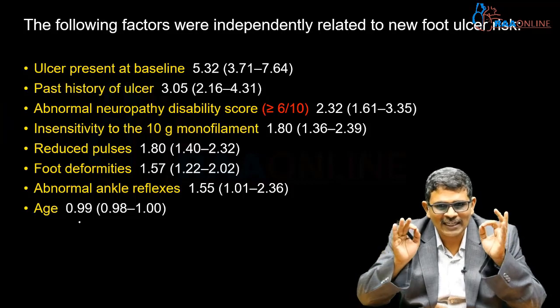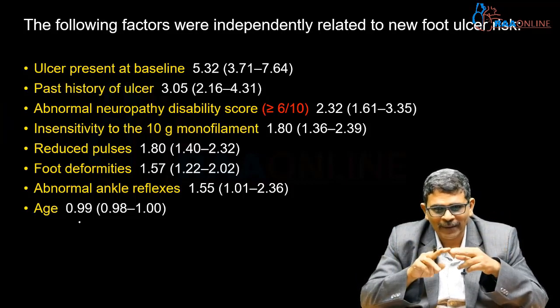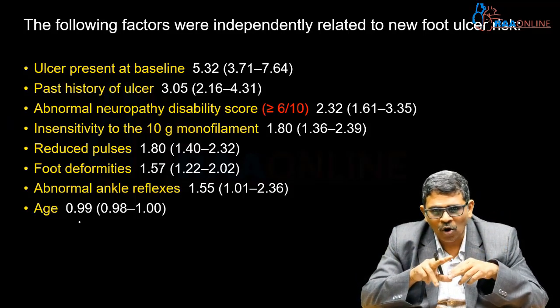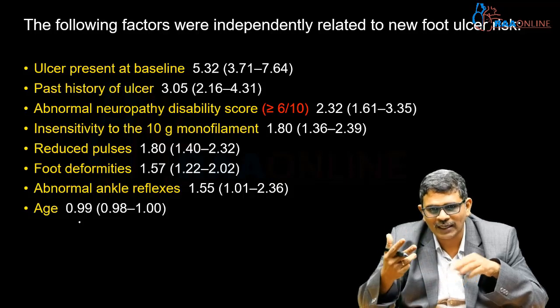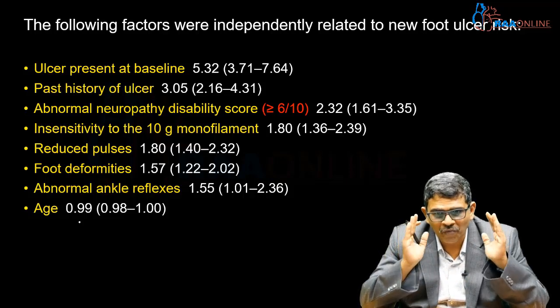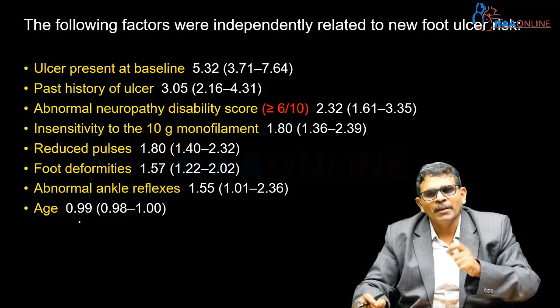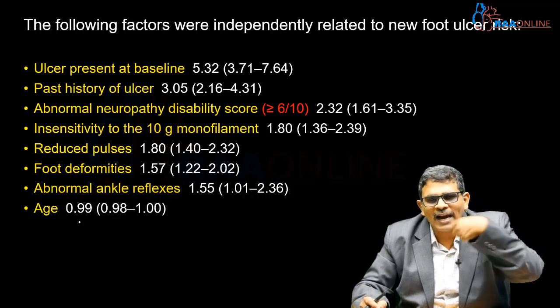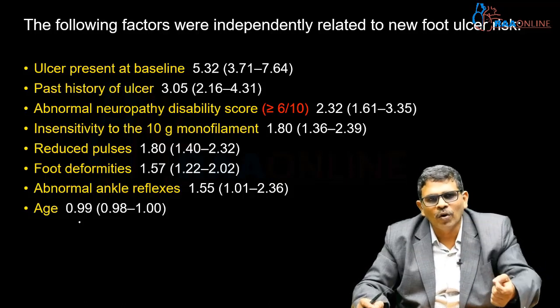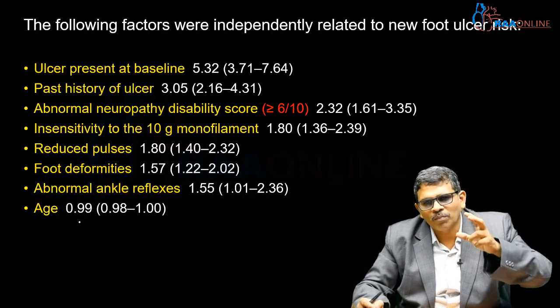If an ulcer is present at baseline, the patient is more prone to developing a new ulcer, where the odds ratio is about 5 times higher. Or if there is a past history of ulcer, the patient has a higher predisposition to develop a new ulcer. So these two are the most important.